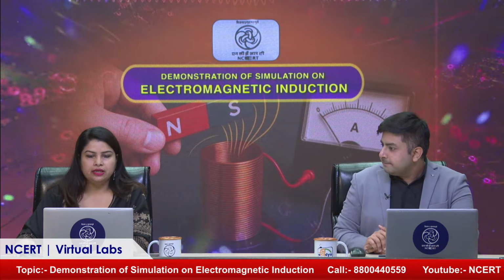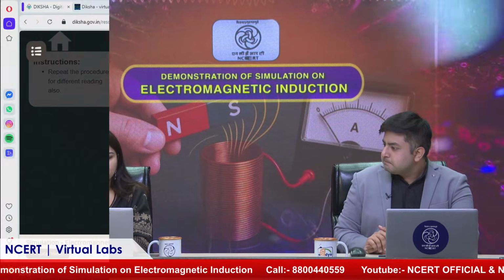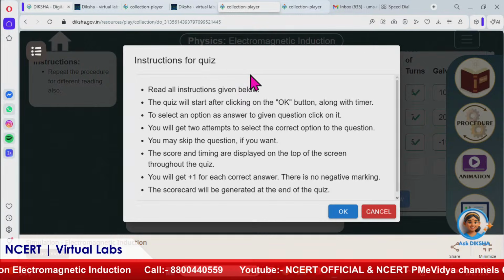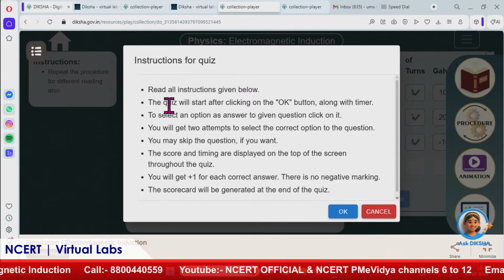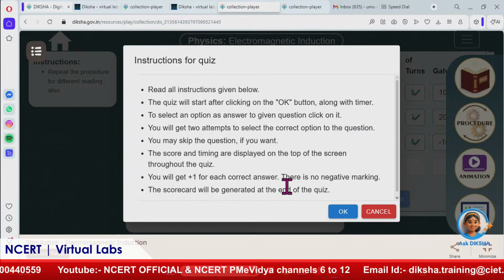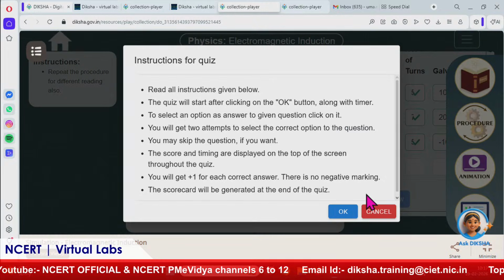Yes, definitely. So here one more thing is there, that is Viva voice. Already there is a quiz kind of Viva here. Certain instructions are given. The quiz will start by clicking OK. You will get 1 mark for each correct answer. No negative marking is there.